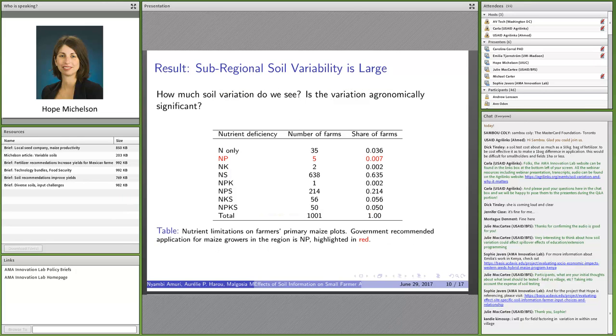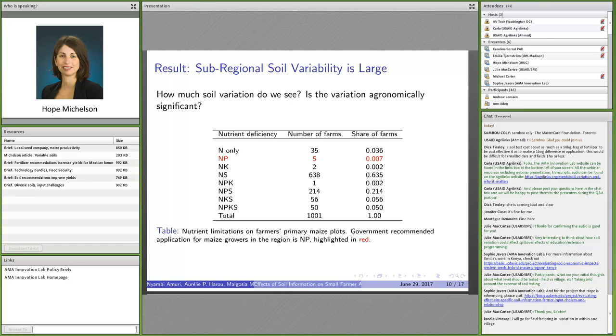Okay, so the other way to present this is as a table. There are 1,000 fields here in the table, and it's the same information, but what I'm showing you is the nutrient deficiency and then the number of farms and the share of farms in the far right column. And what I want you to note is, first, just a breakdown across the different limitations, and you can see sulfur is highly limiting for the majority of farmers in our sample.